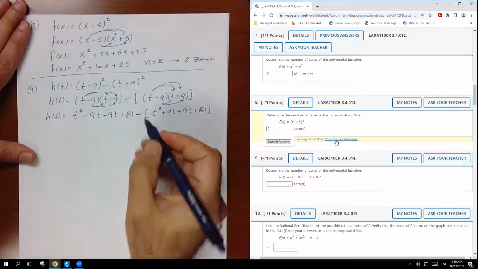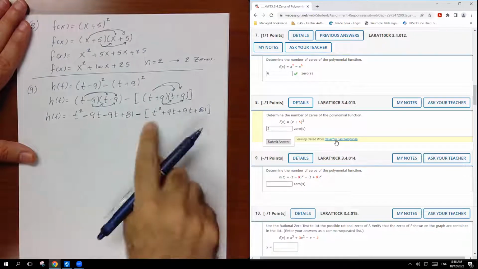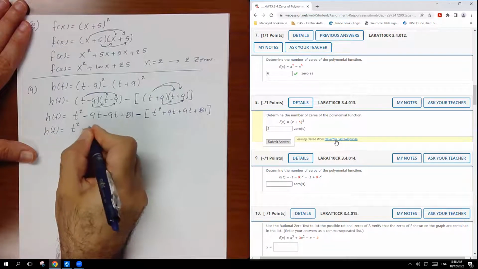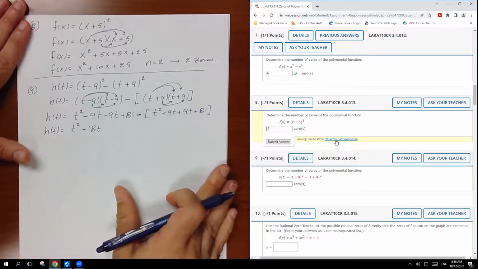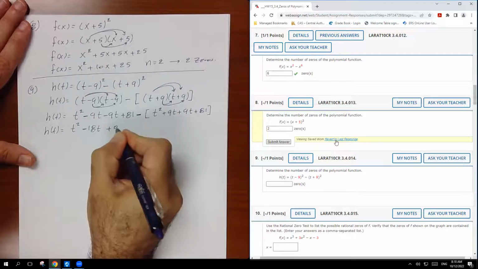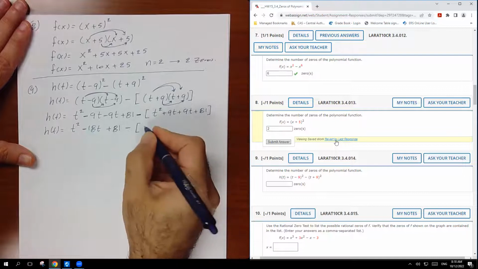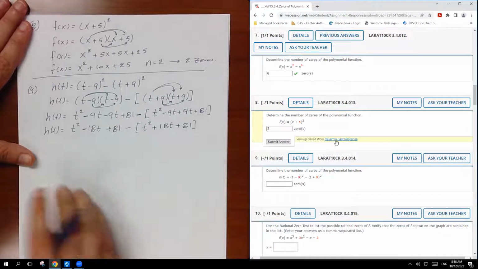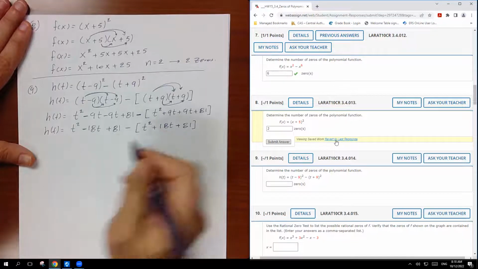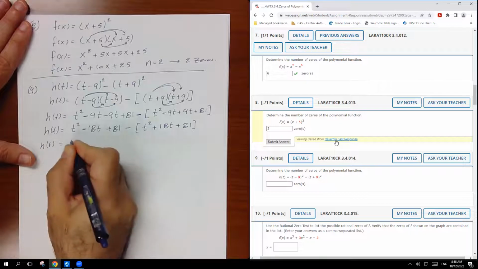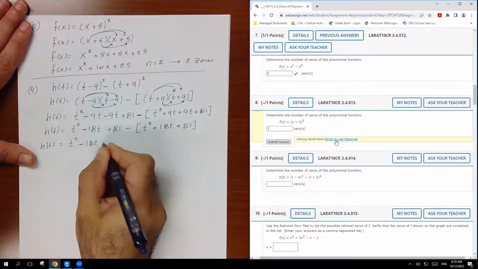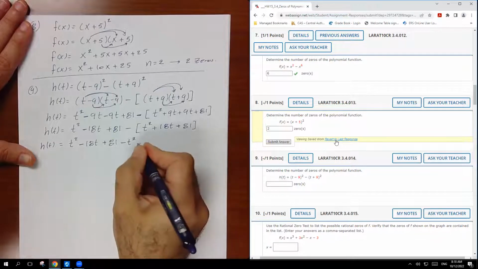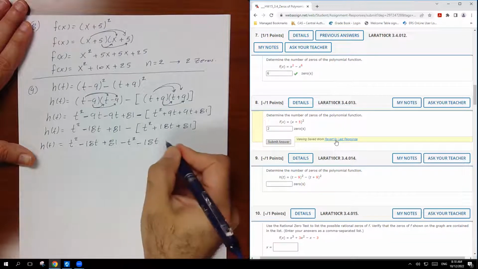So now the next step, I have to distribute the negative sign here. First of all, combine the like terms. t squared minus 18t, because these are the same like terms, and then plus 81. Minus, I'm going to do the same thing here, combine the like terms: t squared plus 18t plus 81. Then next step, I'm going to distribute the negative sign. So h of t is going to be t squared minus 18t plus 81. Negative times positive is going to be minus t squared. Negative times positive is going to be minus 18t. Negative times positive is going to be minus 81.